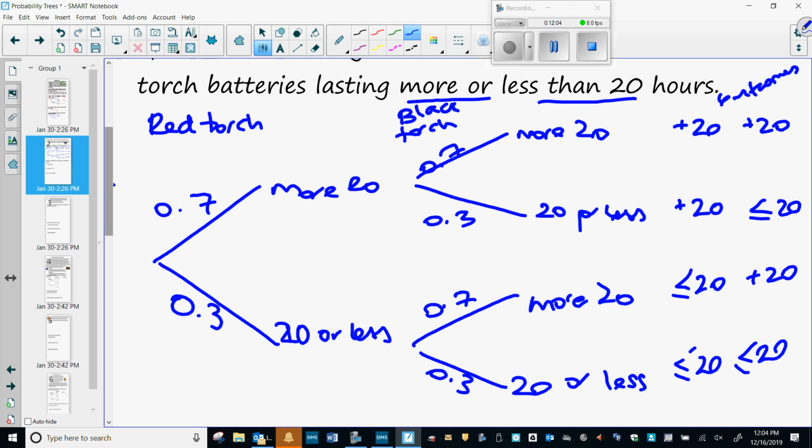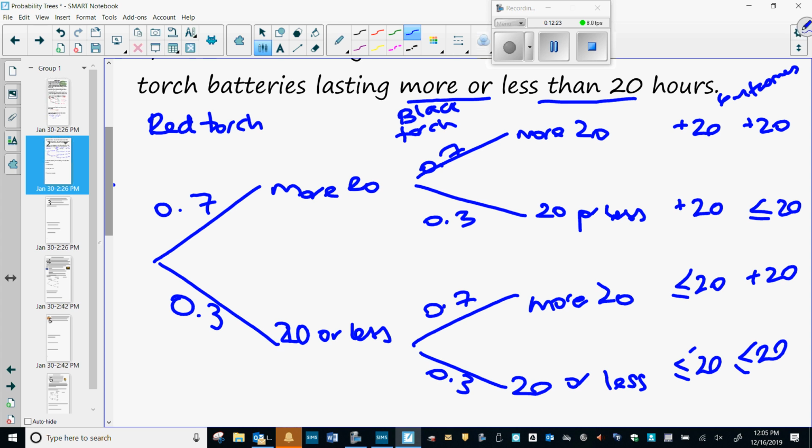So literally at the end, you're just summarising what we're doing when we follow those branches. So we followed a more than 20 and then a more than 20. That's why we wrote plus 20, plus 20. What is the point of finding this?